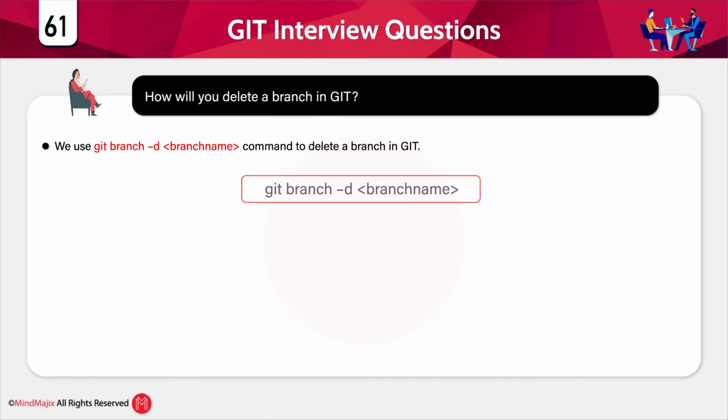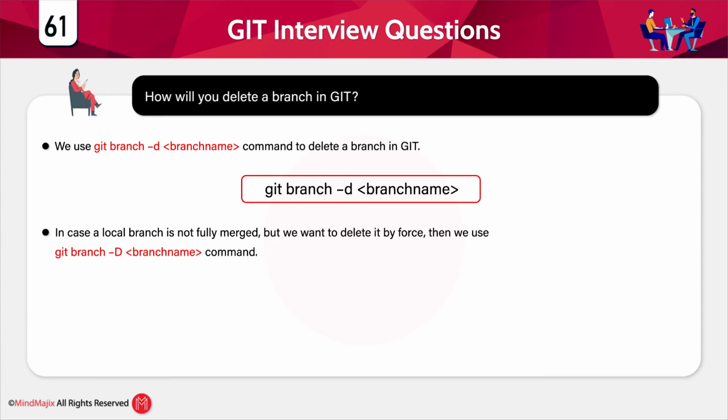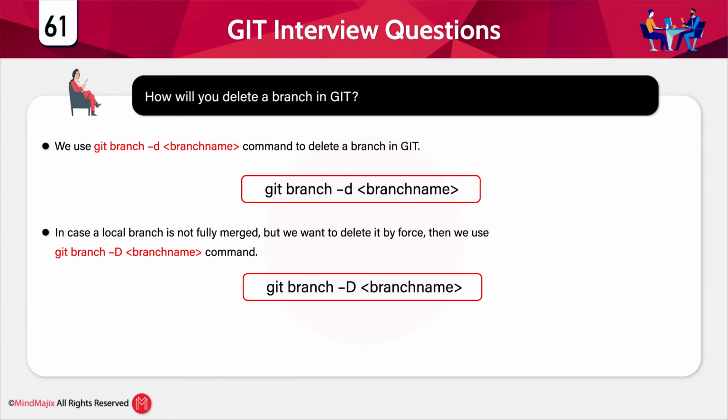How will you delete a branch? We know that git branch -d branch name is how we can delete a particular branch permanently. In case a local branch is not fully merged, but we want to delete it by force, then we use what? Git branch -D.